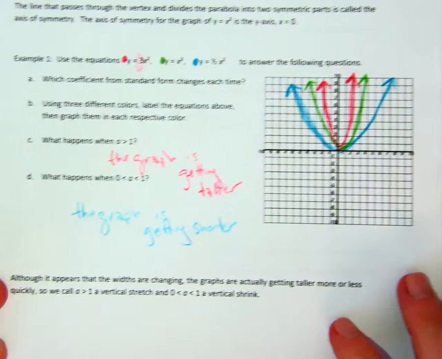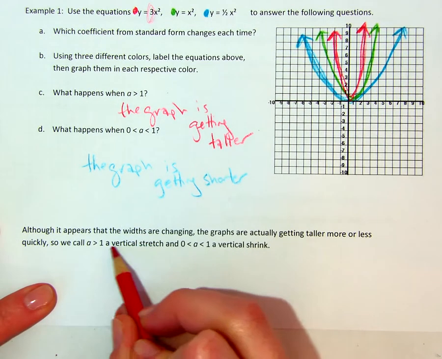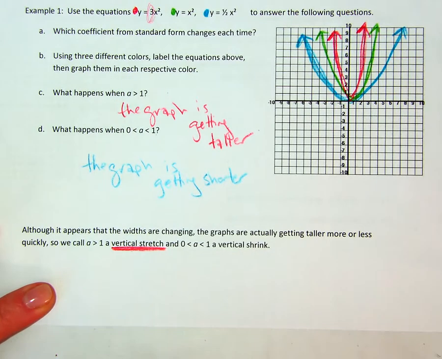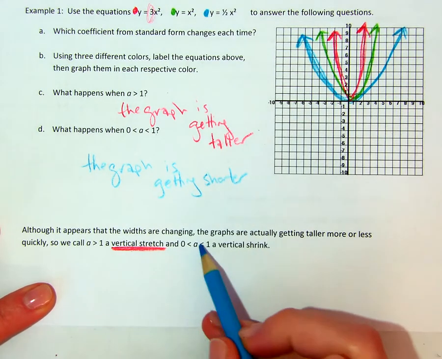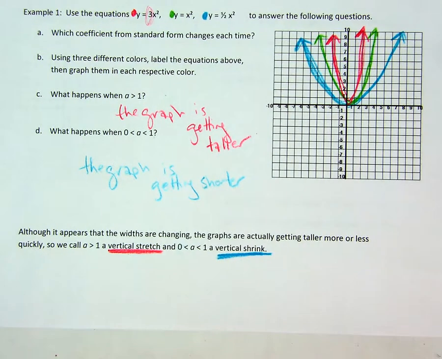So here is our vocabulary for it. If a is greater than 1, we call it a vertical stretch. And if a is a fraction, we call it a vertical shrink. So make sure you get those two definitions down.